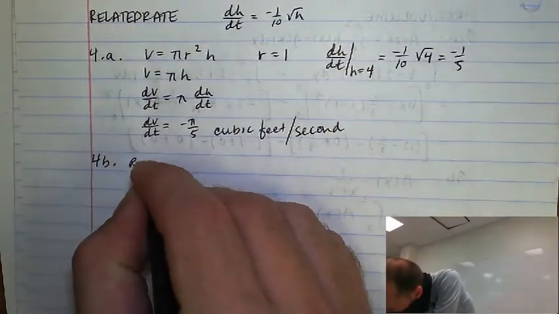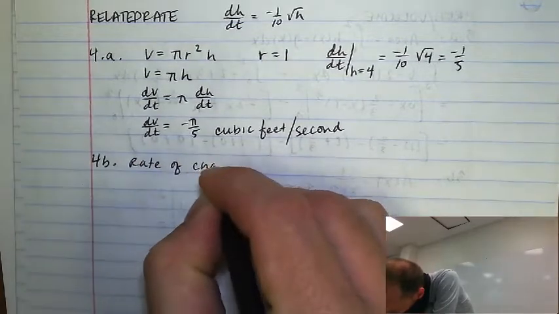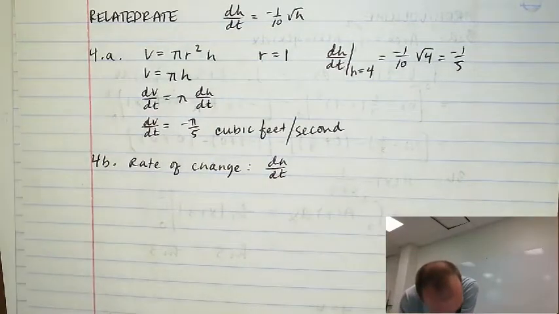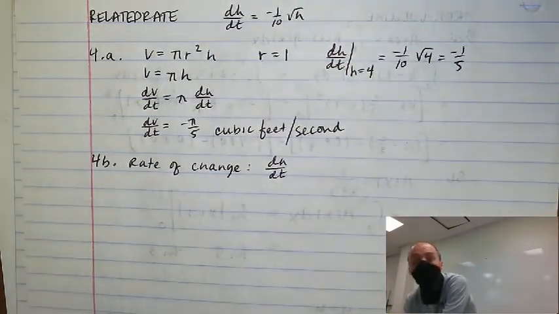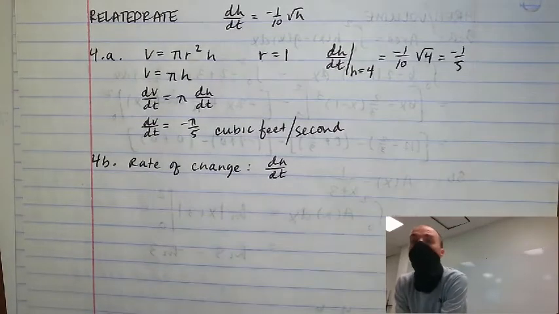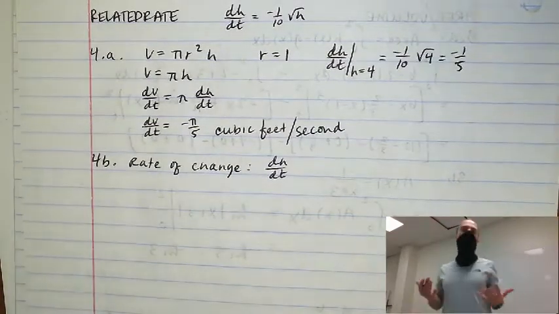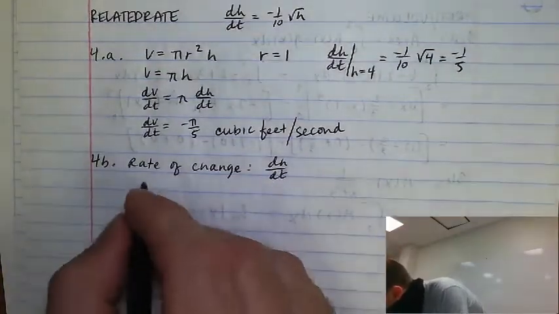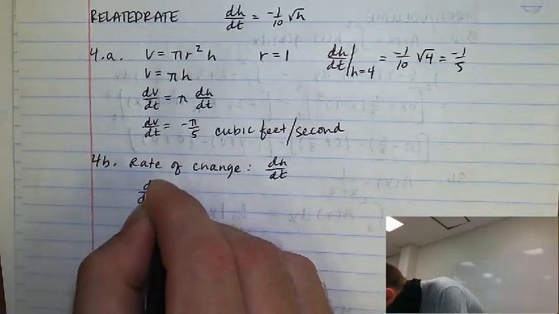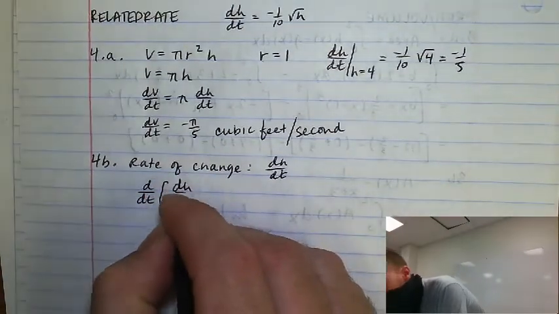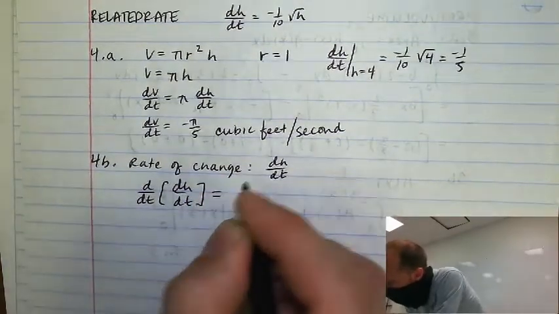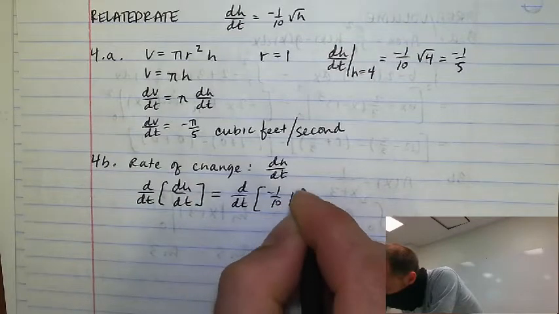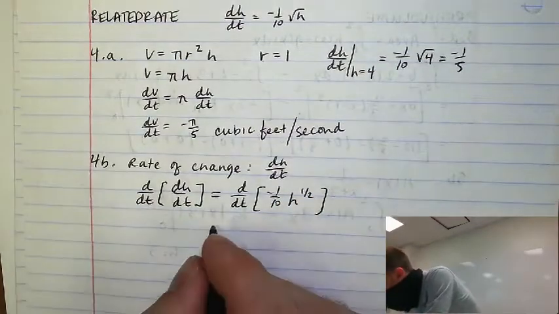Rate of change, that's dH dt, right? Rate of change of height. Now, if we're determining if a thing is increasing or decreasing, what we're going to do is take its derivative and see if it's positive or negative. So we're going to take the derivative of dH dt with respect to time. That's going to be the same as taking the derivative with respect to time of -1/10 of h to the 1/2 power. Okay, whatever. I can do this.